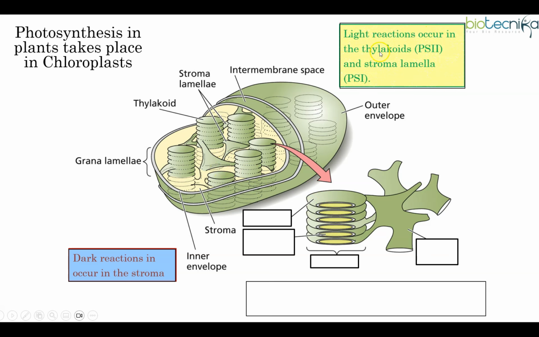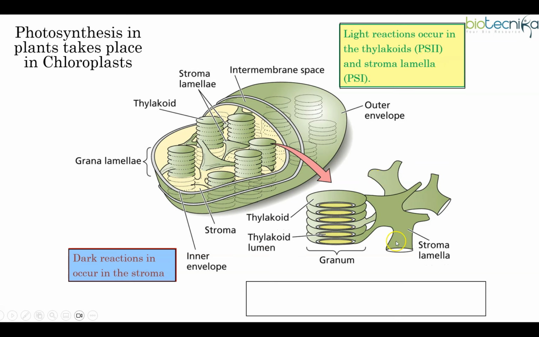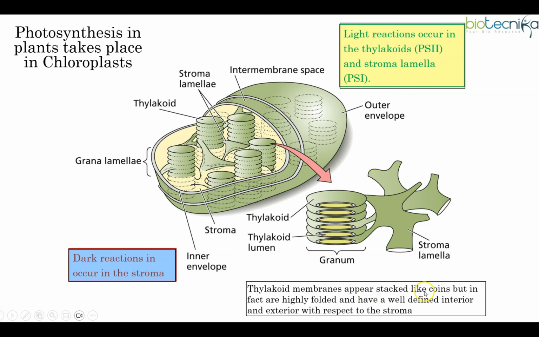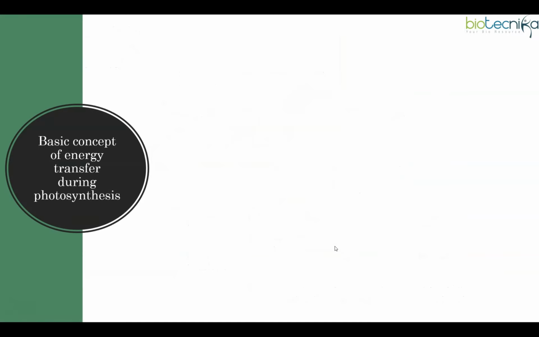The light reactions occur in the thylakoids, that is the PS2, and stromal lamellae will have this PS1. Okay, these are the electron passing processes I will be showing you. And yes, thylakoid membranes appear stacked like coins, but in fact are highly folded, and they have a well defined interior also. So inside of this thylakoid is called the thylakoid lumen, and the exterior is with respect to the stroma. So outside is actually facing the stromal membrane.